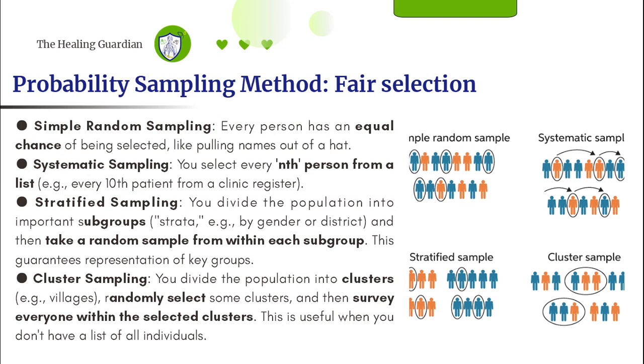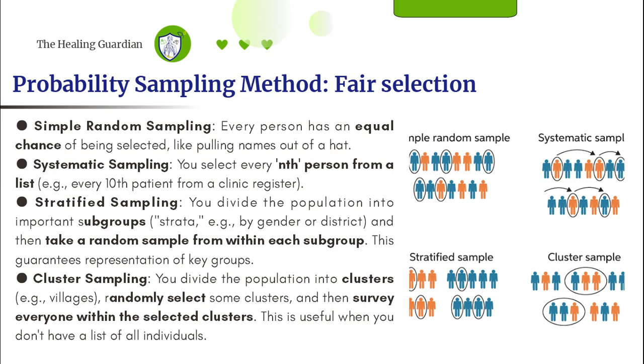You can do stratified sampling. You divide the population into important subgroups. It might be by gender or district. Then you do a random sample in each subgroup. And this one ensures that your sample is representative. You go to the hospital, identify the different groups. Or if they are villages, you identify different groups. You group them according to certain criteria. Then you perform sampling in each of those strata.